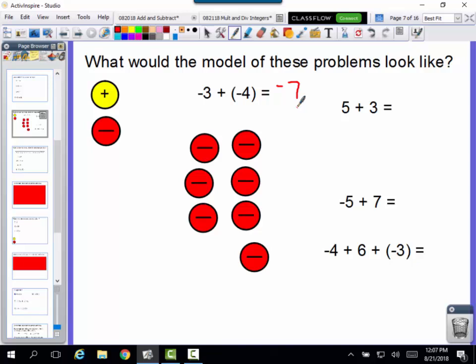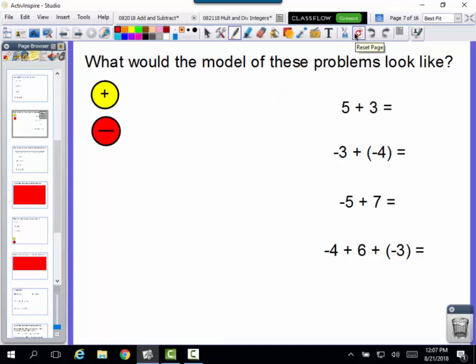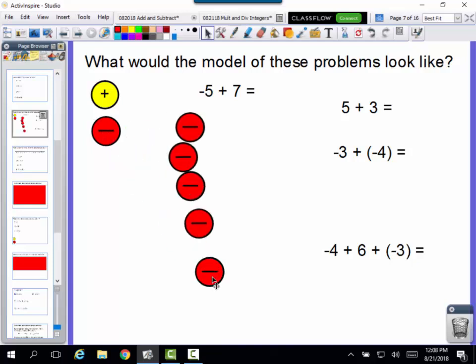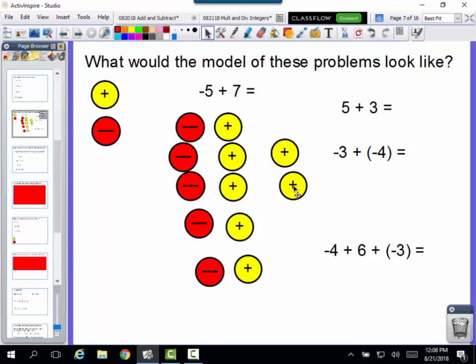The only time we have issues with building the models is if we have a positive and a negative. If I were to take this question, it says I've got 5 negatives and 7 positives. We have this unique situation where we have a positive and a negative. A positive and a negative is equivalent to 0. It's what we call a 0 pair.